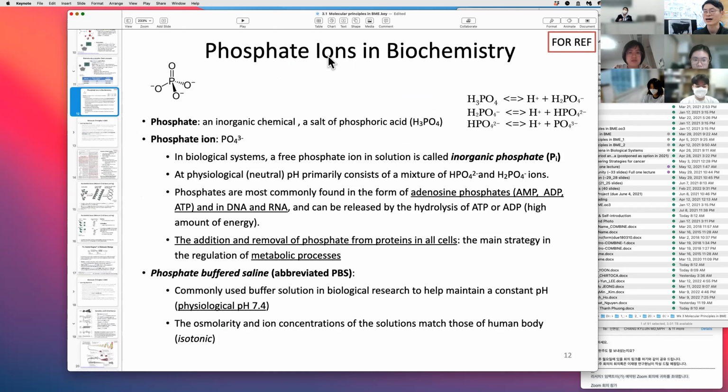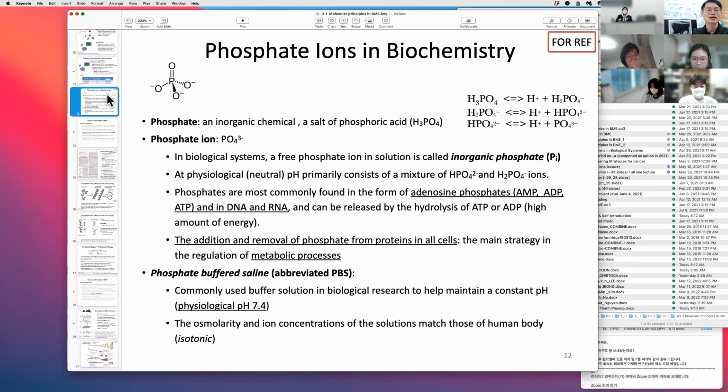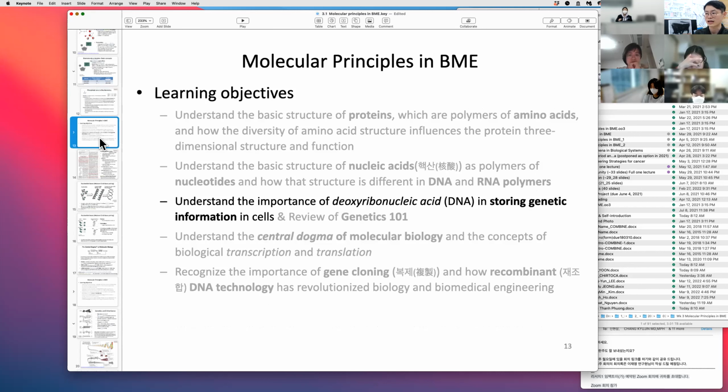So, the phosphate ions in biochemistry. We've seen that a nucleotide has a pentose molecule, an organic base, and a phosphate. So what's the importance of this phosphate? It says PO4 minus, and that's a phosphate ion. This is very, very important in terms of the energy aspect. I just want to move on to the next.